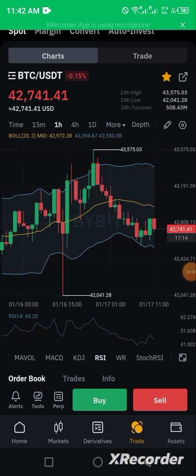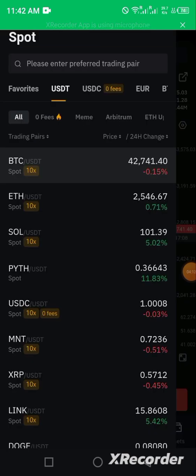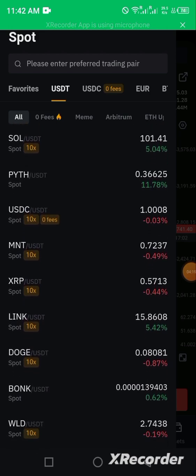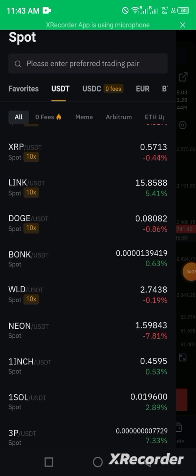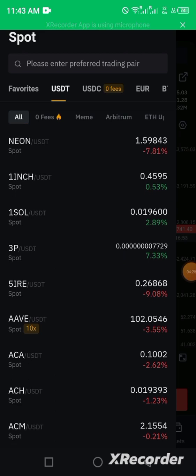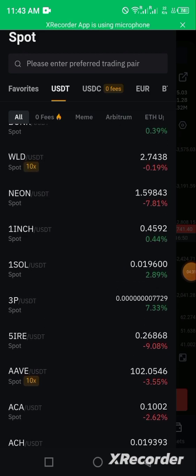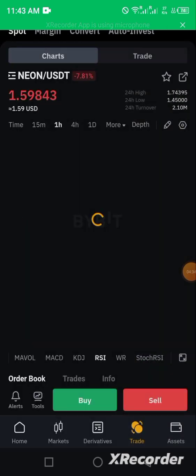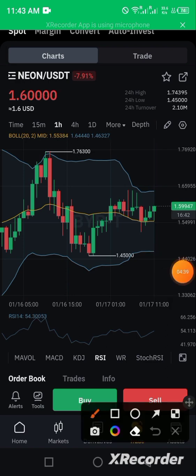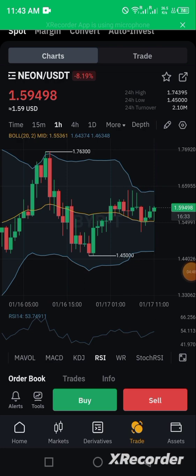So we can now check out more coins to see if we have an opportunity to place a buy trade. I'm just checking at random all the coins that are negative. You can see they are negative, which lets you know that they are selling. So let's check out Neon to see if it's a good opportunity. You can see Neon is not a good opportunity because the RSI is 54 and it's between the top and the middle Bollinger Band. So we check out another coin.